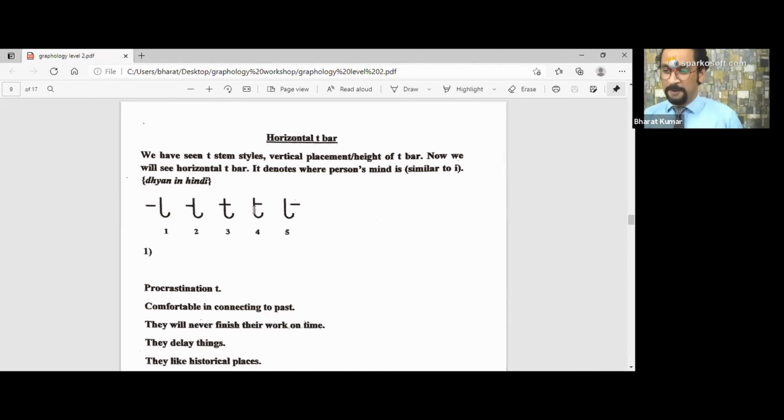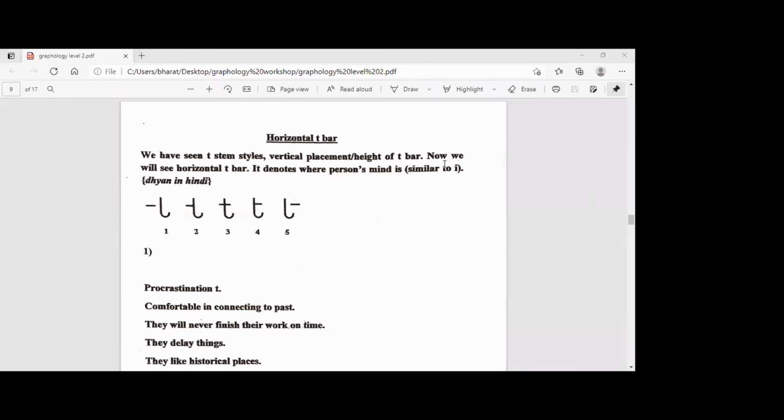They will talk about the next 20 years, but they are not able to adjust in the present scenario. But this kind of T is found in the scientific behavior. Those who are good investigator, researcher. So these are such kind of people who can be more scientific in the field of research.